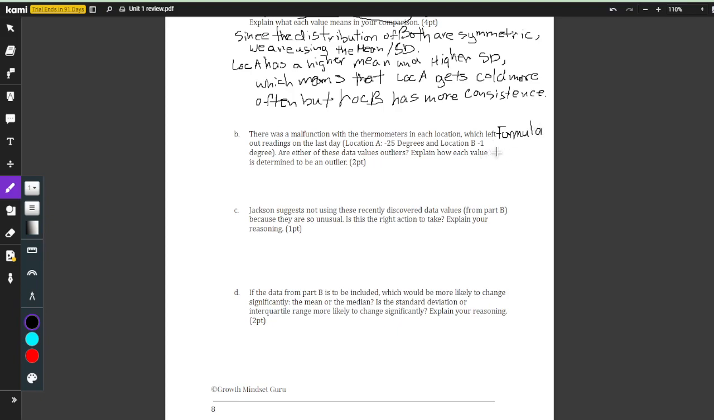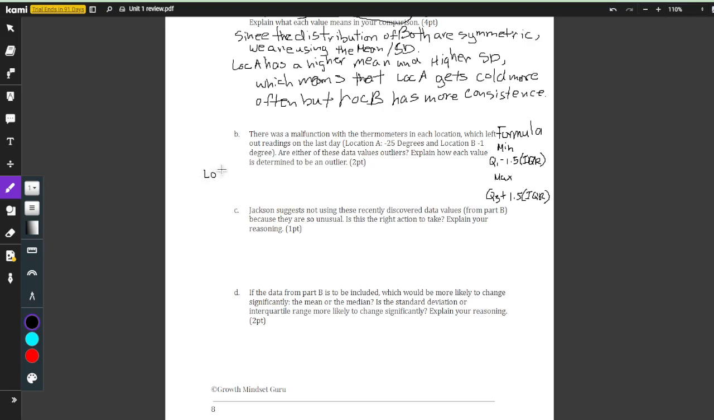There is a formula for this. For the minimum, it is Q1 minus 1.5 times the IQR. For the maximum, this will determine is Q3 plus 1.5 times IQR. This will determine if our numbers 25 and negative 1 are going to be in the range or outside of it. So we do have to do some calculations.